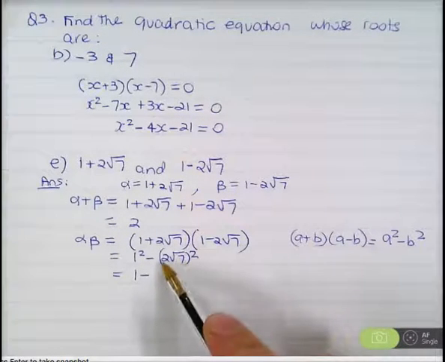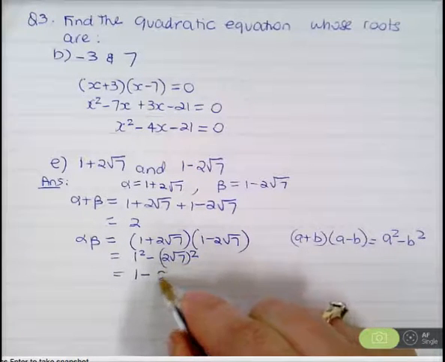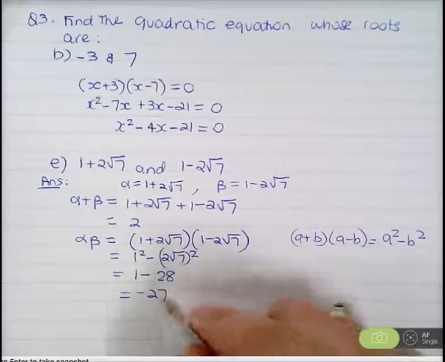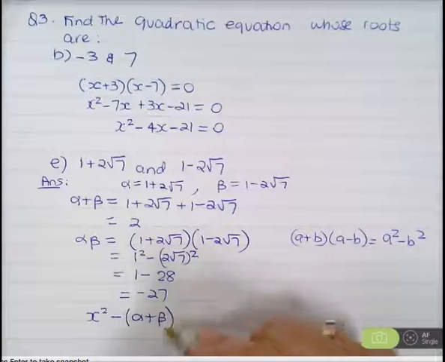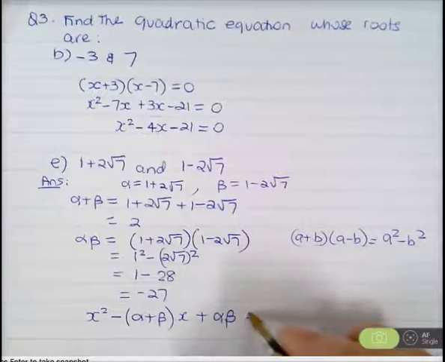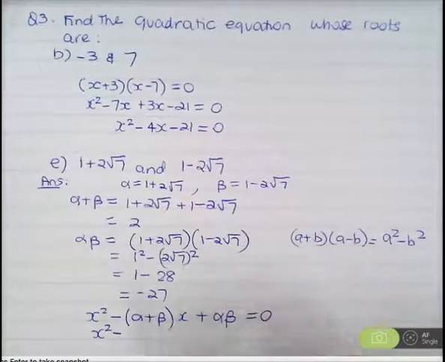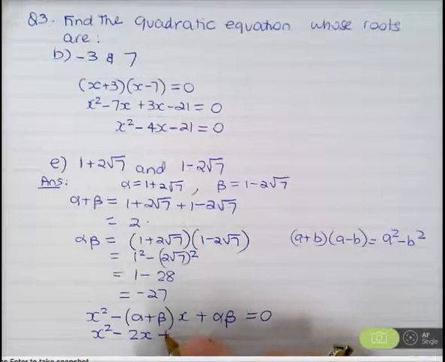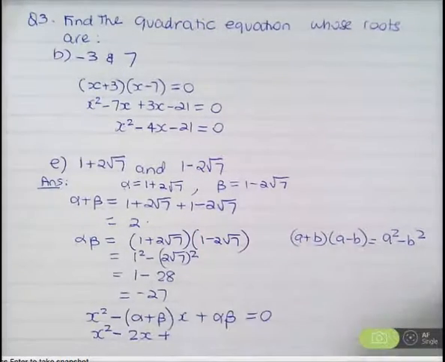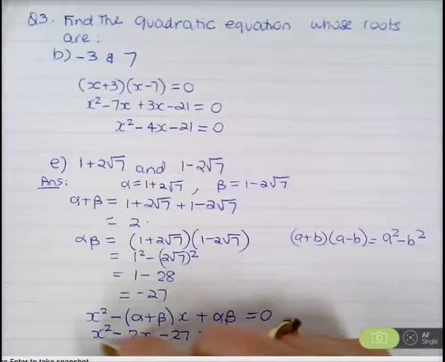2 root 7 squared means square the 2 and you get 4. Root 7 squared is 7, so it's 4 times 7 is 28. So therefore it's minus 28. Therefore, isn't the equation x squared minus alpha plus beta x plus alpha times beta? Put the negative there. So it's x squared minus 2x plus negative 27, or minus 27, equals 0. Okay, so that's that equation.